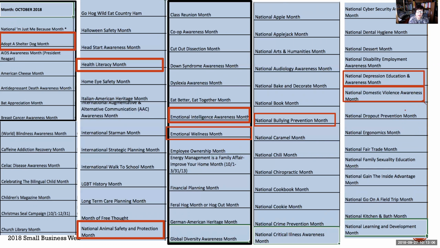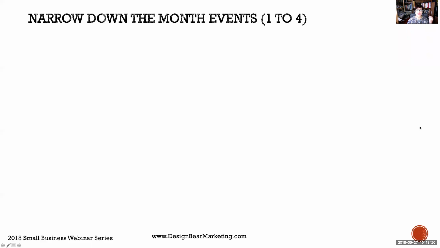Now, you could look at all the other ones and maybe there's something that you like personally and you want to put in here, Eat Better Together Month. These are great. But these are the things that meet the mission of their business. And what we have to do is we have to prune it down. You really don't want to have more than 4, but you can have 4.